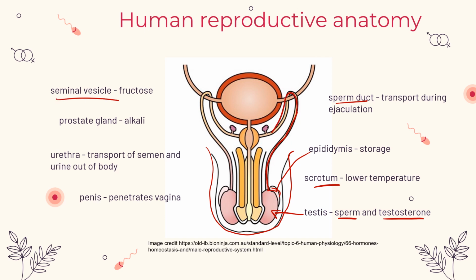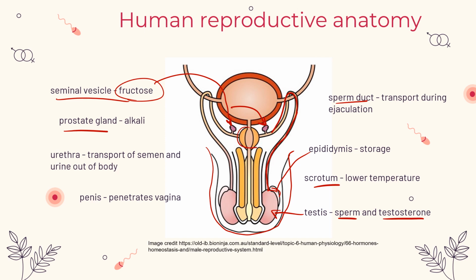The first gland we're going to look at are the seminal vesicles. There are 2 of them on either side of the body. They are going to add some fructose to the semen. This is going to provide energy for the sperm because they've got a lot of swimming to do.